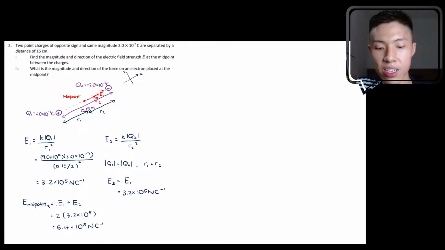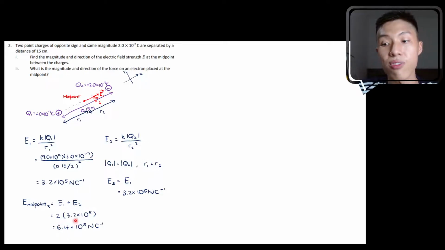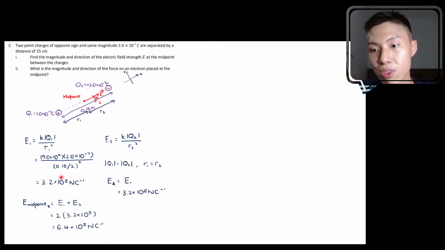So what are you doing right here? You're finding the x component at the midpoint. You take what's pointing in the positive x-axis as positive, and if it's pointing in this direction, in the negative x-axis, then it's negative. So over here, since E1 and E2 are both pointing in the positive x direction, you add them both up to get this positive answer. Okay, so if one of them is pointing in a negative direction, then you have to put negative E1 plus E2. Then there's a possibility you might get a negative answer. If it's a negative answer, that means it's pointing in the negative x direction. If it's a positive answer, then it's pointing in the positive x direction. So this is the step that you should actually go through.